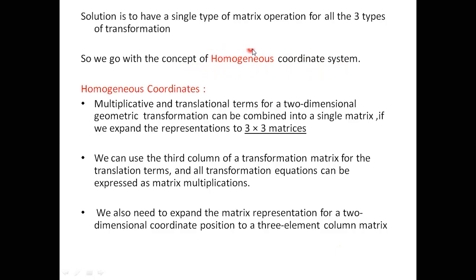Homogeneous means a single type of operation. That means a single type of operation I need to do for all the three transformations, so that it becomes easy to do this. So fine, now what they did in homogeneous coordinates is that the multiplicative and translation terms of a two-dimensional geometric transformation can be combined into a single matrix. That means multiplicative and also translation, meaning additive operations, of a two-dimensional geometric transformation can be combined into a single matrix if we expand the representation to a 3x3 matrix.